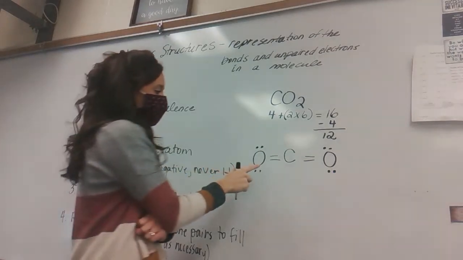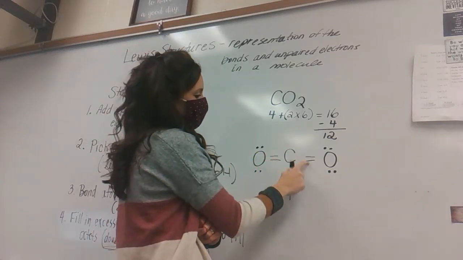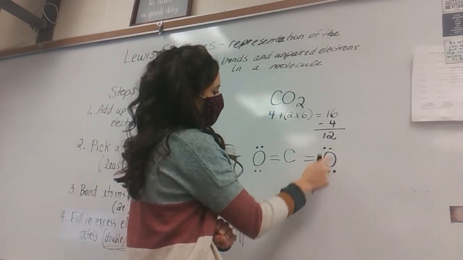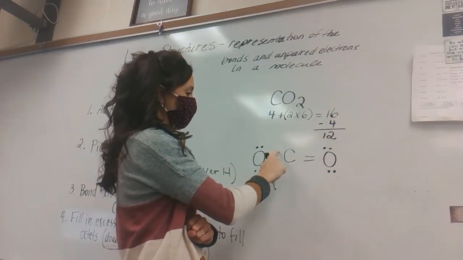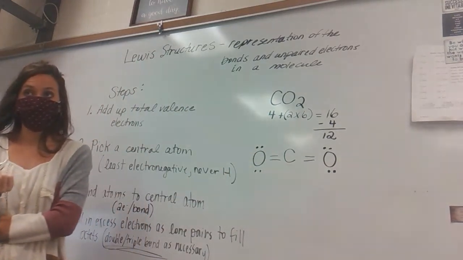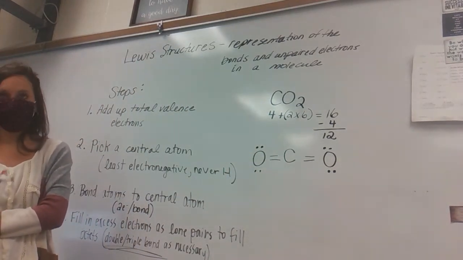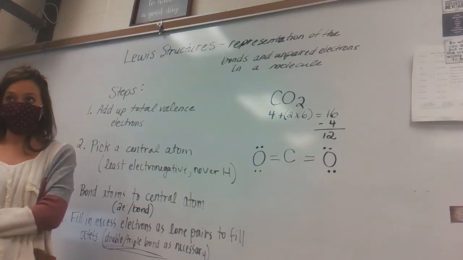Now, oxygen has 2, 4, 6, 8. Carbon has 2, 4, 6, 8. Oxygen has 2, 4, 6, 8. I've used 2, 4, 6, 8, 10, 12, 14, 16. So that's my Lewis structure. It's kind of like a puzzle. Sometimes you finish and you're wrong and you have to fix it.